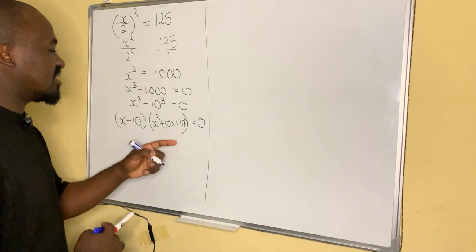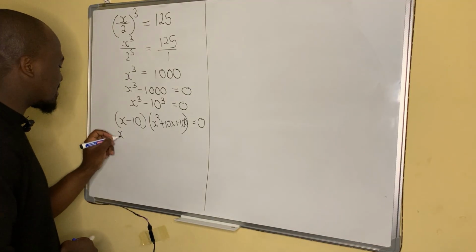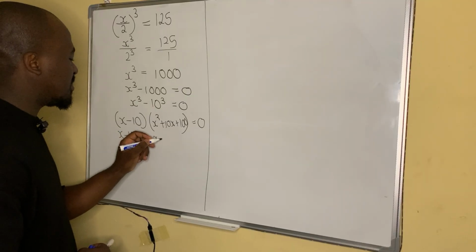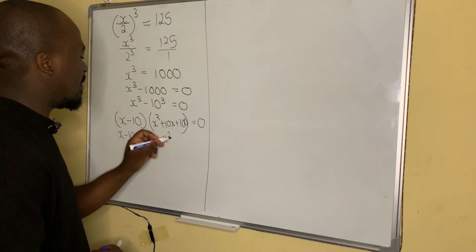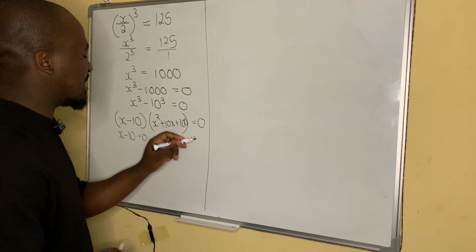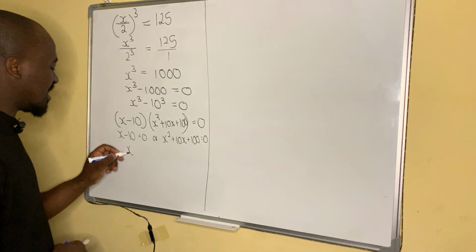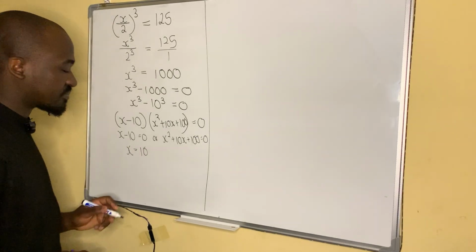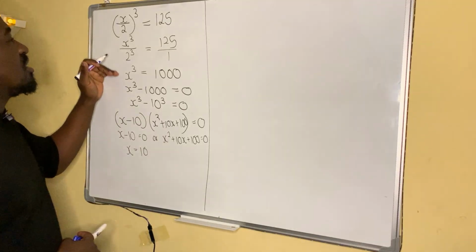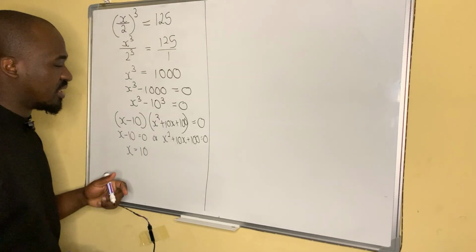Now we have two brackets, which is the zero product rule now. So it's x minus 10 equals to 0, or this x squared plus 10x plus 100, which is equals to 0. Then here, can you see, we get that x, which is equals to 10. The 10 that you should have got somewhere here, or even when you cube root there, you were going to get this 10.